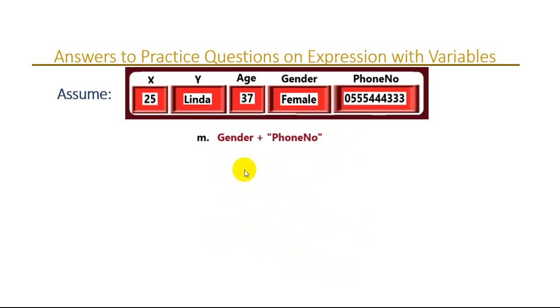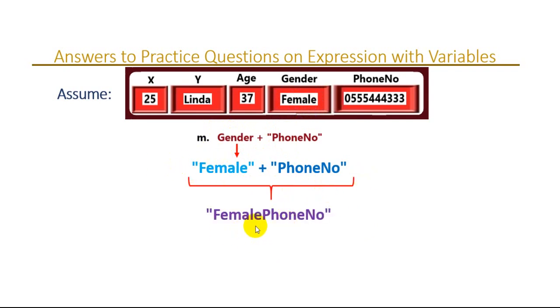Next one, we have gender without quotes, but phone no is within quotes. So then we are just telling it to use the word phone no, do not use the variable. Here we are using the variable, there is no double quotes. So we'll replace this with gender. What does gender contain? Female. So this is actually female. To that we are adding phone no. So the result is joining these two, female and phone no. So that's the evaluation of that. So when you solve this, this is what you get.